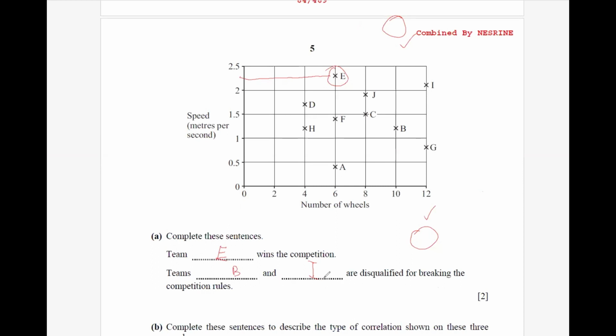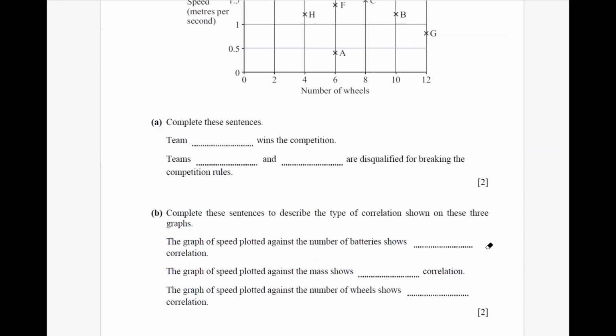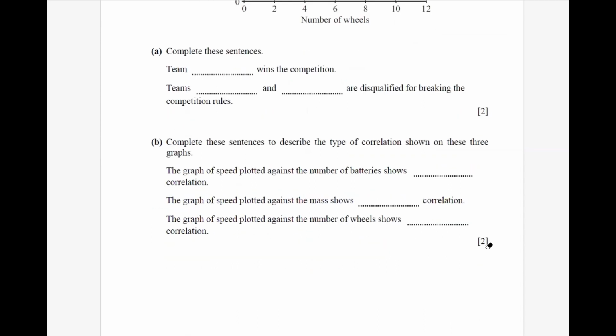Okay. Then complete these sentences to describe the type of correlation shown on these three graphs. For correlation, we discussed this even in yesterday's class also. For two bodies which are interlinked with sloping upwards line, that is a positive correlation. When they are linked with a downward sloping line, in that case it is negative correlation.